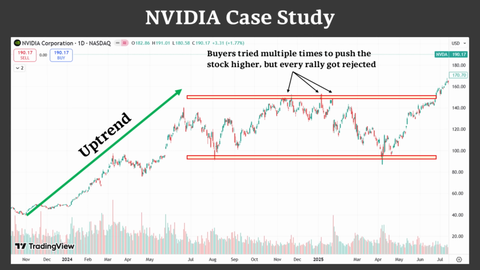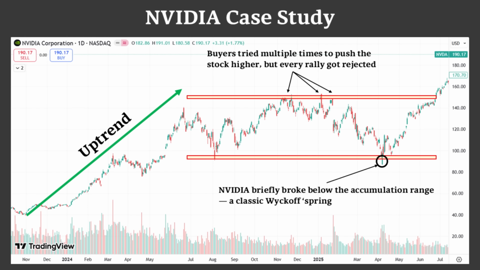Then, in April 2025, something important happened. Nvidia dipped below the bottom of its accumulation range, a false breakdown, or what Wyckoff called a spring. Many traders mistook this as the start of a new downtrend. But instead of continuing lower, the stock quickly rebounded with strength, showing that sellers had been exhausted. That move marked the final shakeout, the last attempt by weak holders to exit before demand fully took over.